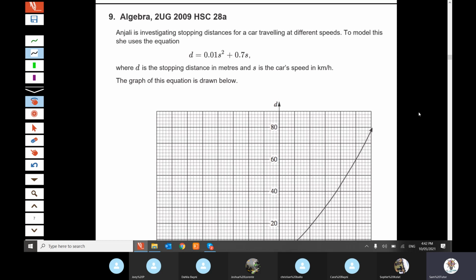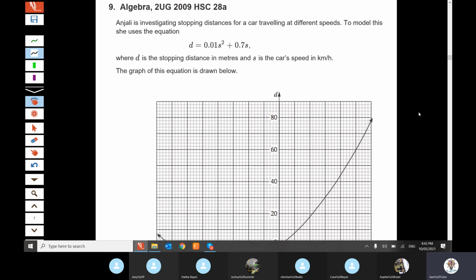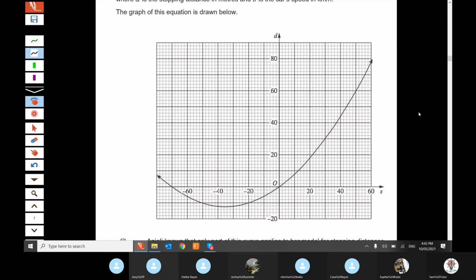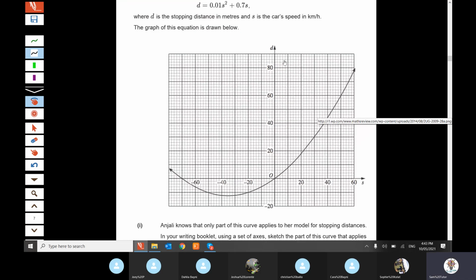Charlie is investigating stopping distances for a car traveling at different speeds. To model this, she uses this equation. Fair enough. What kind of function is it? Parabola, where D is the stopping distance and S is the car's speed. The graph of this equation is drawn below. All right. Makes sense. D is on your y-axis, and S is on your x-axis.